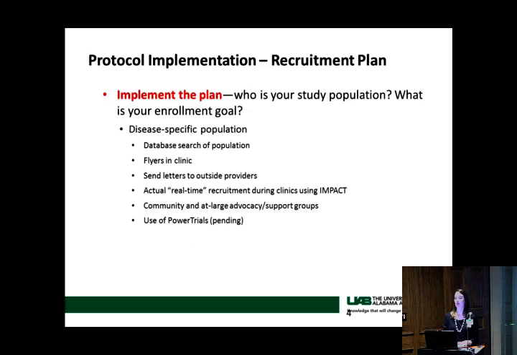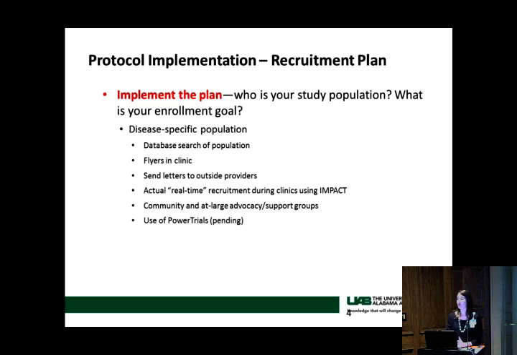So the recruitment plan. You've got your recruitment plan, now you want to implement that plan. So you're looking to see who is your study population. Like who are we going to enroll from? Where are we going to actually find these patients? And what is your goal? How many patients are you wanting to enroll? And if you're looking at a disease-specific population, do you have a database? Are you going to a database to search for these patients?